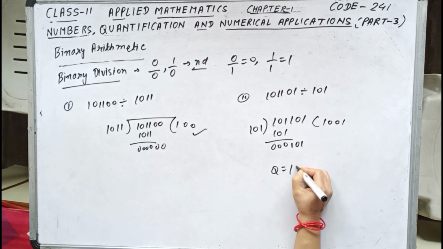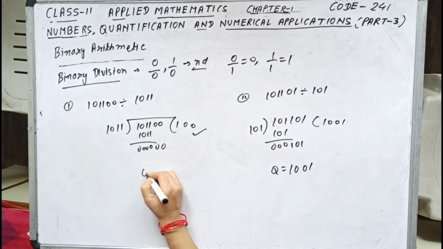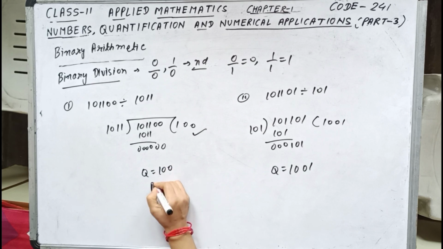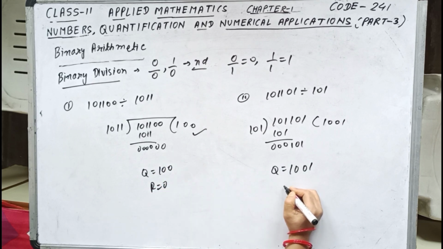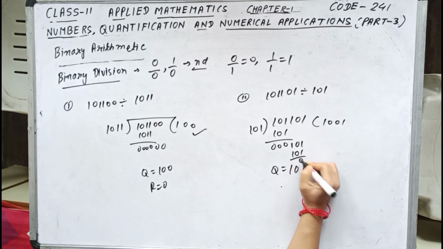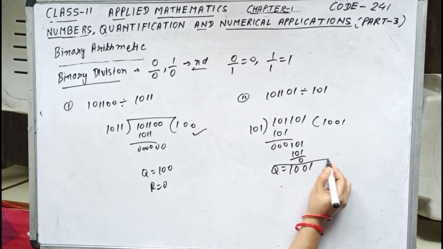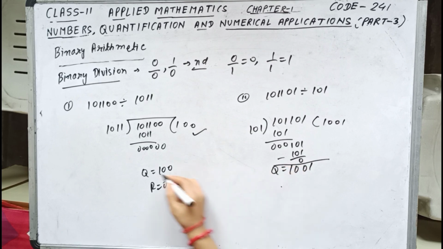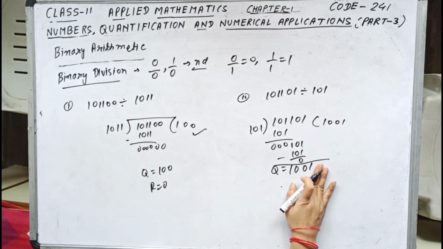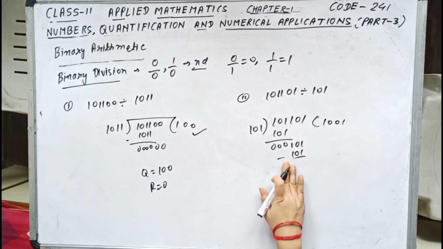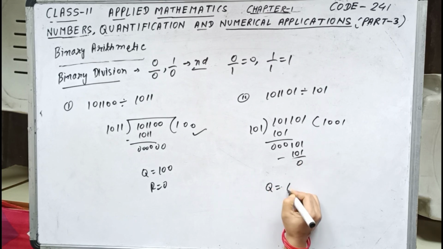So the quotient is 1001. Over here the quotient is 100, the remainder is 0, and over here also we will be writing 0. So after subtraction, write nicely: the quotient is 1001 and the remainder is 0.